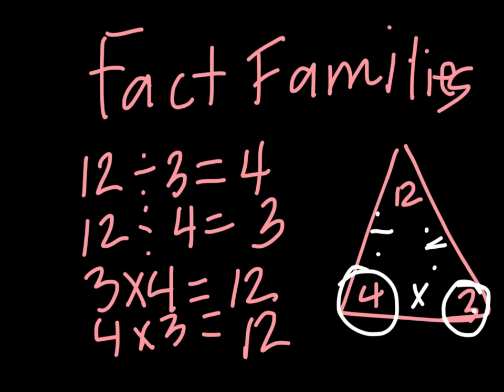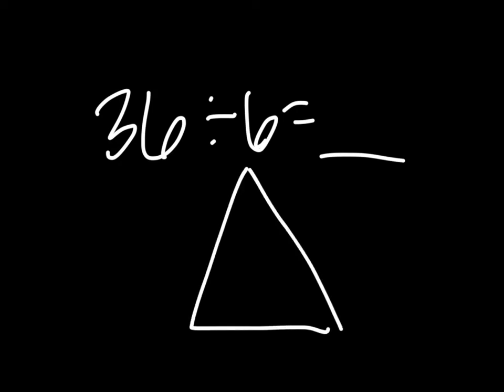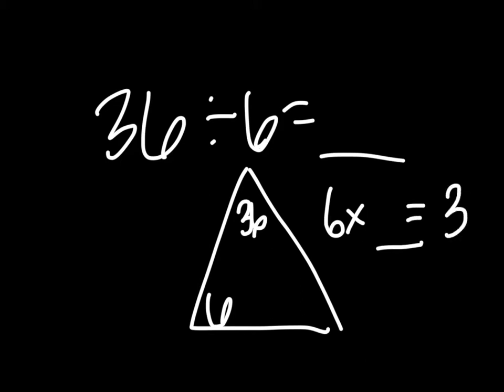Let me show you. So let's say we have the problem 36 divided by 6, and we don't know what the quotient is. Well, let's put this into our triangle. We have 2 pieces of our triangle. We have the 36 and we have the 6. So what you're really saying is something times 6, or 6 groups of something, is going to equal a product of 36. So now you can use any multiplication strategy you want to figure out what 6 groups of something would equal 36.